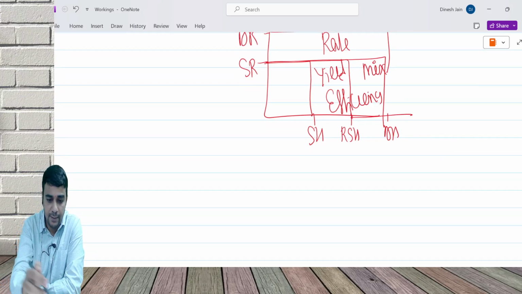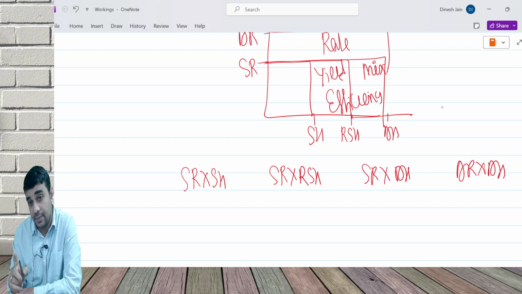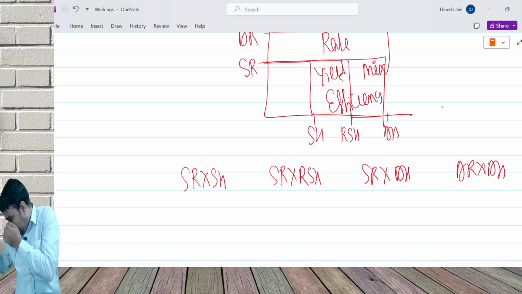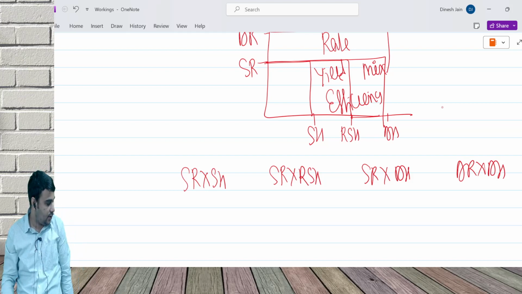So below this our table will have SR into SH, SR into RSH, SR into AH, AR into AH. This is exactly the same as multiple material, where we had SP into SQ, SP into RSQ, SP into AQ, AP into AQ. Here it is SR into SH, SR into RSH, SR into AH, and AR into AH. Put the chart computation table and then write the formula.